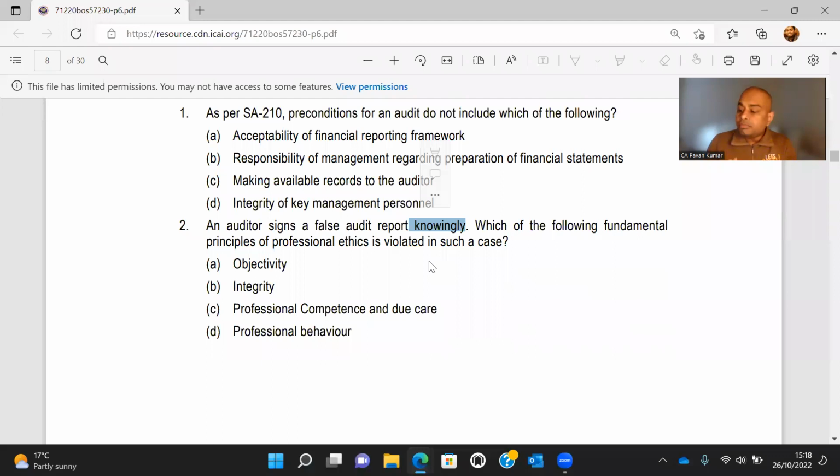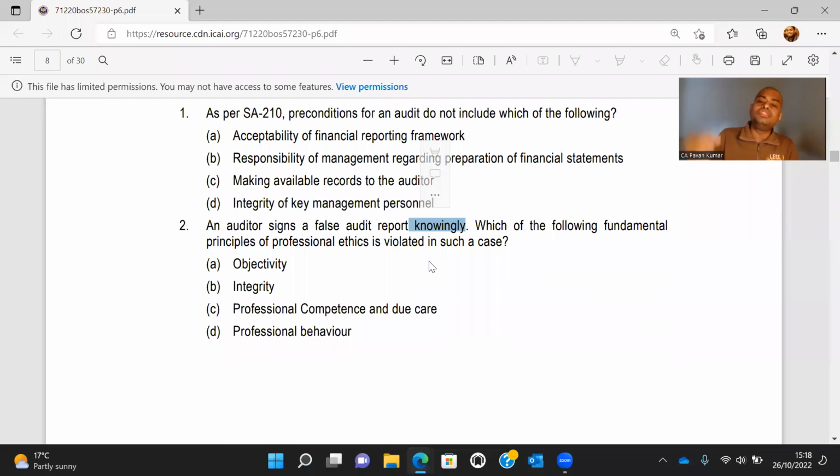Because look, objectivity means the auditor should be straightforward in achieving his objective of true and fair. That is not the case here. Professional competence and due care: competence relates to the skills and competence. Are you able to do that or unable to do that? So it is not that you do not have professional qualification, practical training, or skill enough.